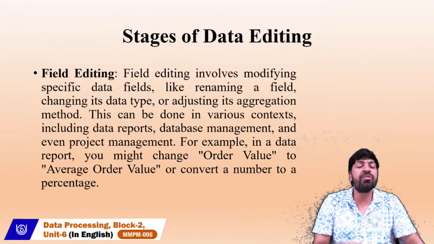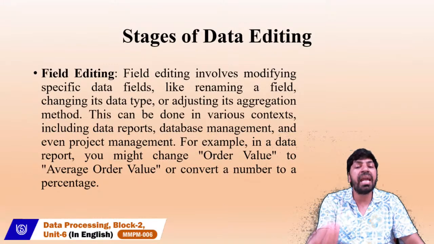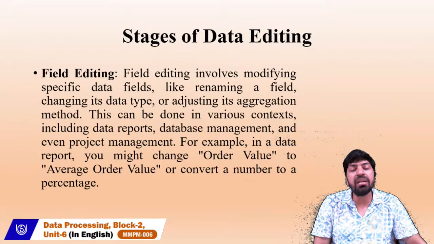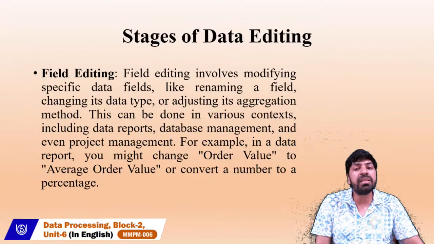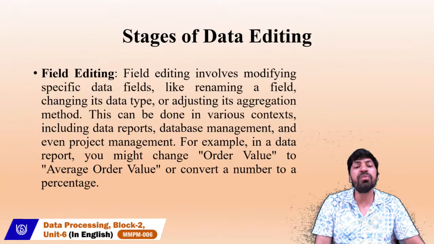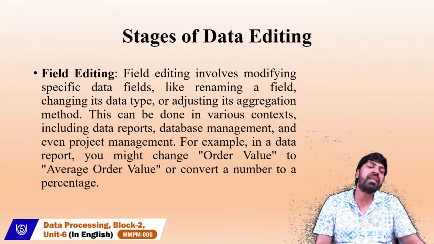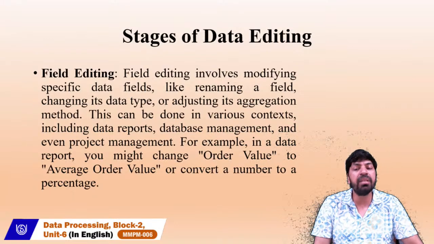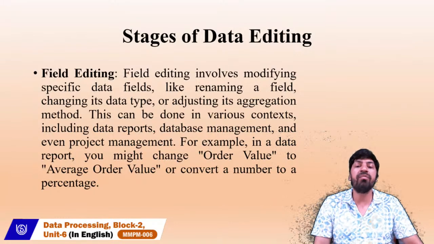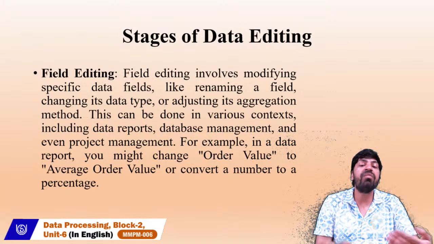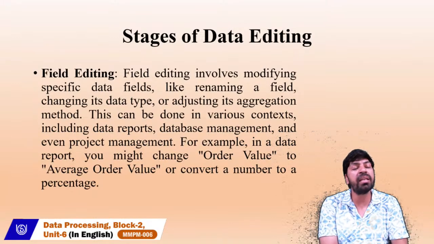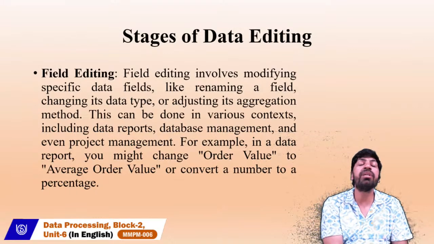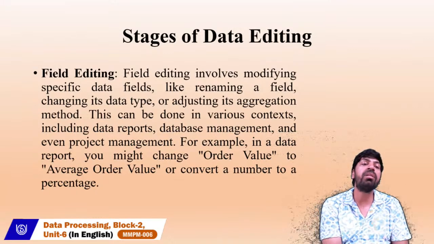A naming of a field may be missing, or a renaming of a field may need to be done. You can change the data type, whether nominal data or ratios, and that is called field editing. For example, in a data report, you might change the order value to average order value, or if anyone wants to convert a number into a percentage, that is called field editing.